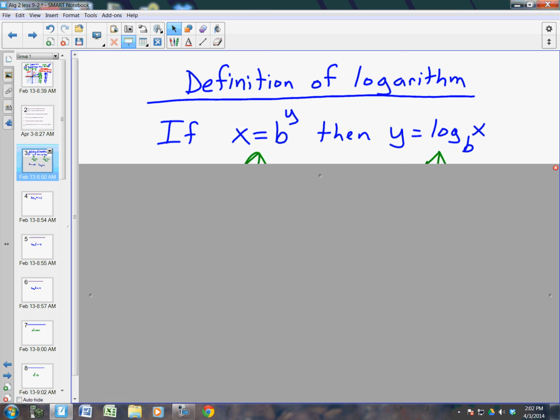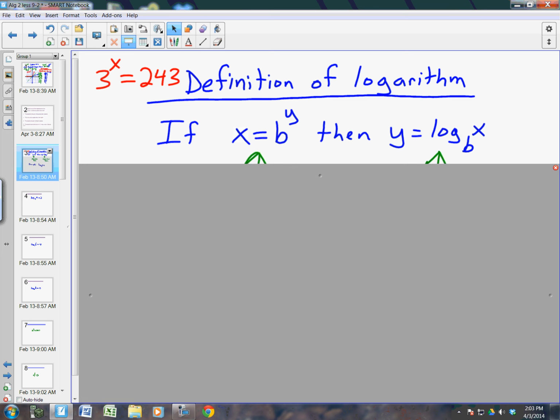Log is just an inverse of an exponential. The reason we have it is if you go back to the Bell work we did today, what was one of the problems? 3 to the x equals 243? Was that one of the problems you had? Whenever you have your variable in the exponent, you can use logarithms to get the variable out of the exponent by making the inverse. And the logarithm is the inverse. And so that's why we have them, so we can get the variable out of the exponent. Okay?